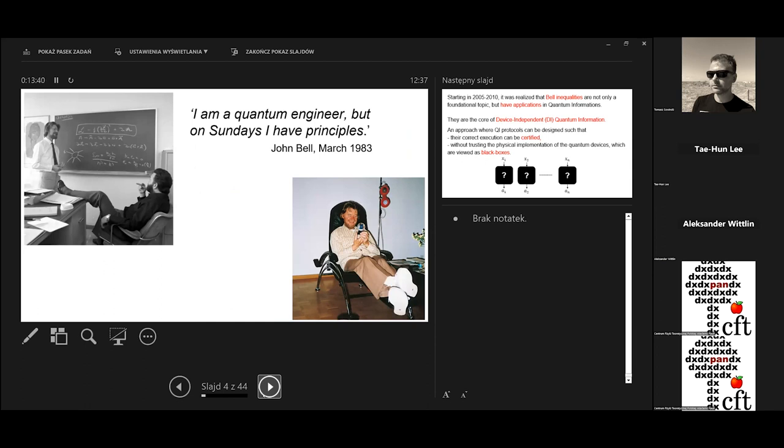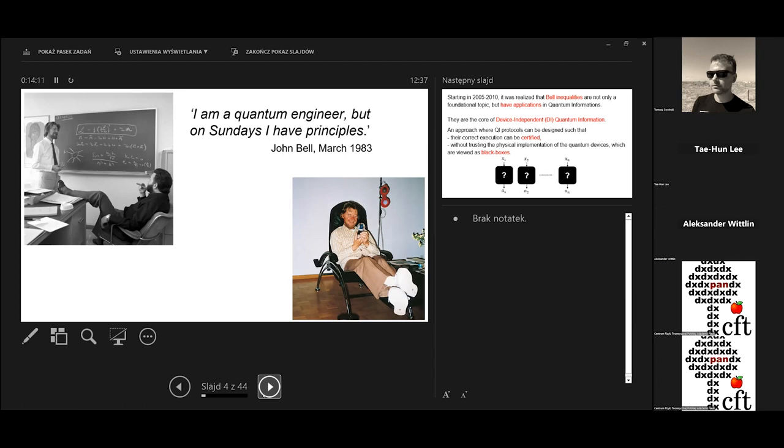John Bell was a high energy theorist working at CERN. He was working on neutrino experiments and other experiments they were doing. What he meant by "I'm a quantum engineer" is that in his daily job as a physicist at CERN, he was applying quantum theory. And by the Sunday principles, he meant that his work on the interpretation of quantum theory that led to his inequalities was something he did on the side as a hobby during the evenings or the weekends.